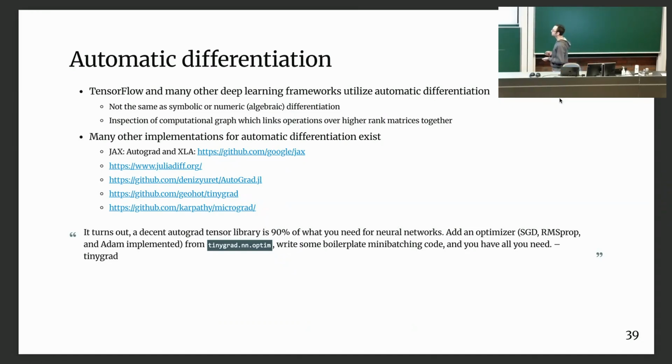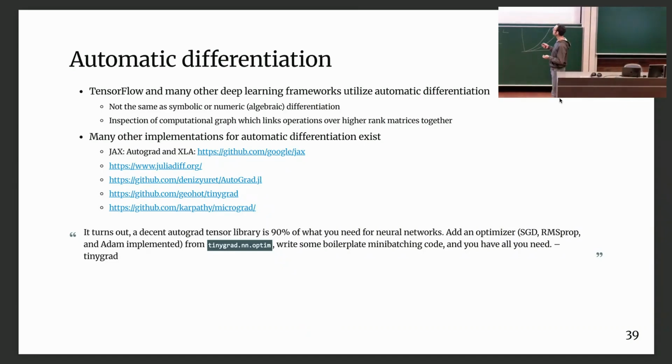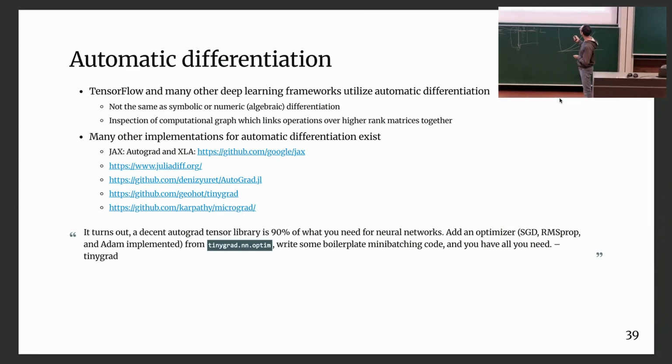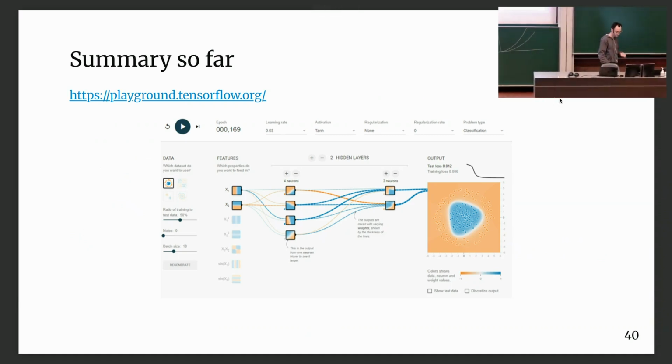And as it turns out, a decent autograd tensor library is 90% of what you need for neural networks. Then you have an optimizer like SGD, as we have just seen, stochastic gradient descent, or one of the others, and some boilerplate code for your training loop, and then you have all you need. So that's basically what most libraries add in.